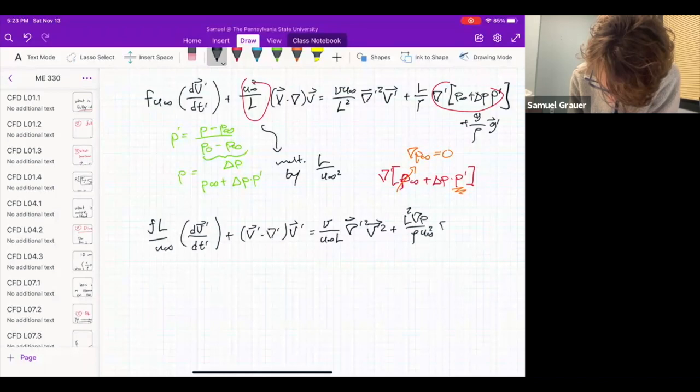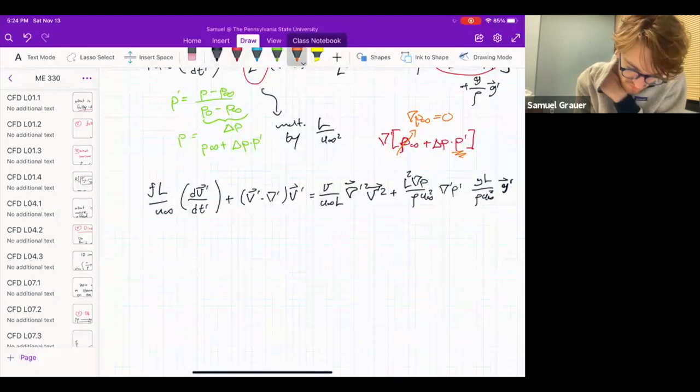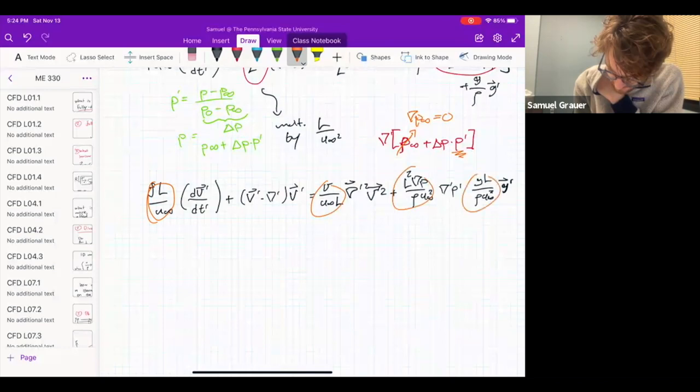And then lastly, we're going to have gL over ρU∞ squared times g'. So this is our overall equation. And what we'll be able to do now is define some characteristic numbers. These characteristic numbers are each defined with respect to the non-dimensional terms that we get in this equation.